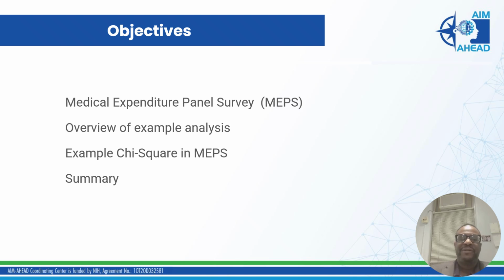Now, let us look at our objectives for this session. We will begin with a brief overview of the Medical Expenditure Panel Survey, which is freely available and is a worthwhile source to obtain health-related information about the U.S. population. Next, we will discuss our research question and the variables we will use in this particular example. And in the next section, we will show you how to perform the chi-square analysis in MEPS. In the final section, we will provide a brief summary of what we have discussed.